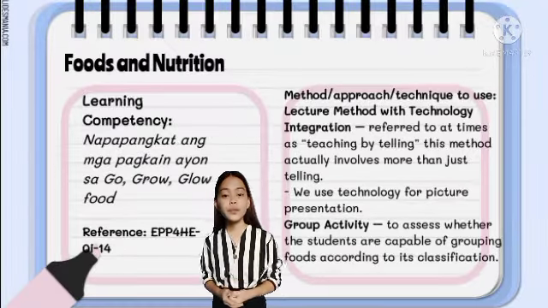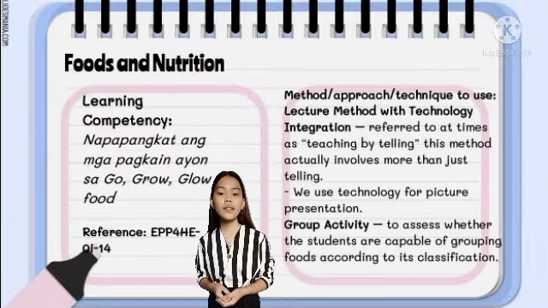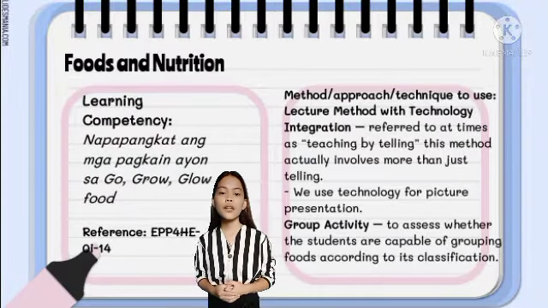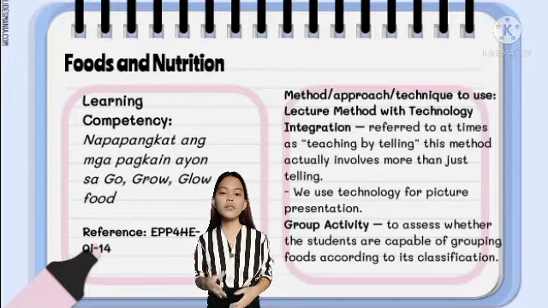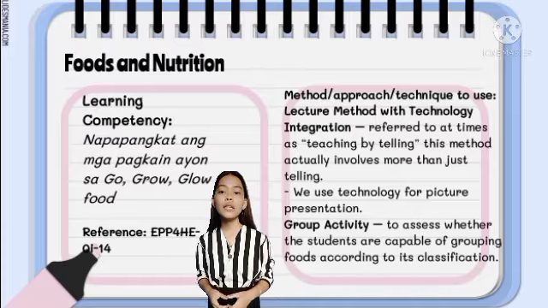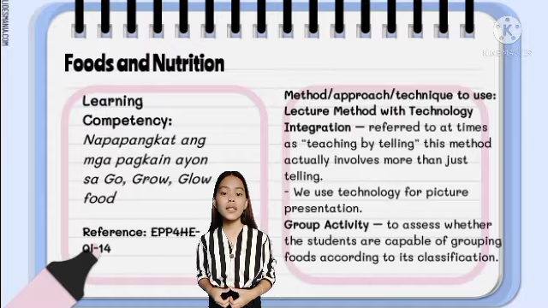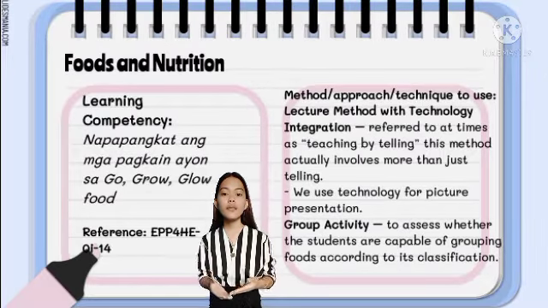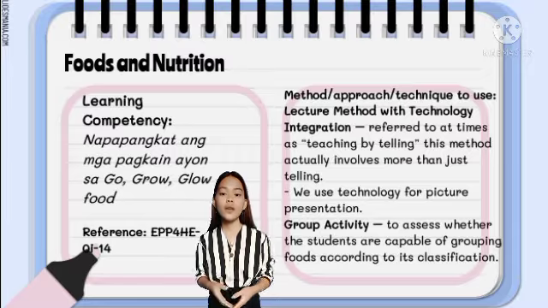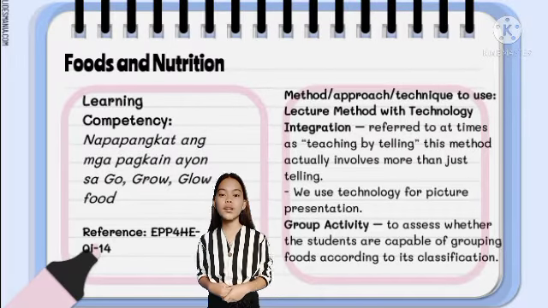So during the lecture, we will integrate technology wherein we would be able to show pictures to the students as to what the foods that belong to the Go category, to the Grow category, and to the Glow category of food. So through the technology integration, students would be able to retain information, to retain knowledge easily because they have seen a picture, because you know that involving a picture during discussion would actually be easily remembered by younger children. So we will be using the lecture method with technology integration.